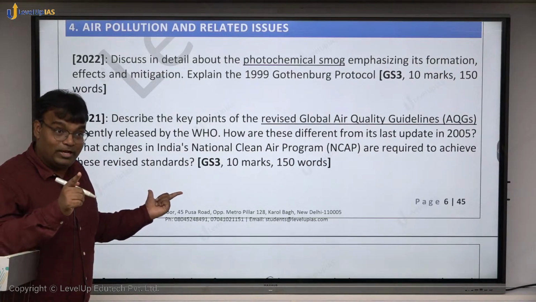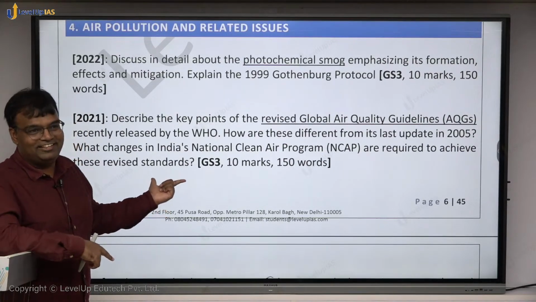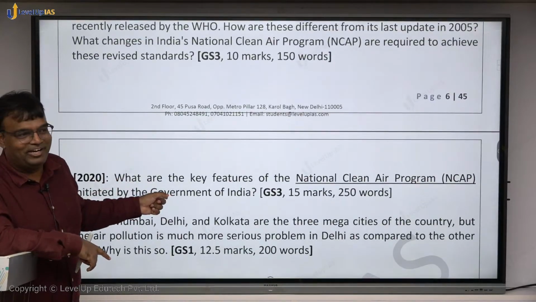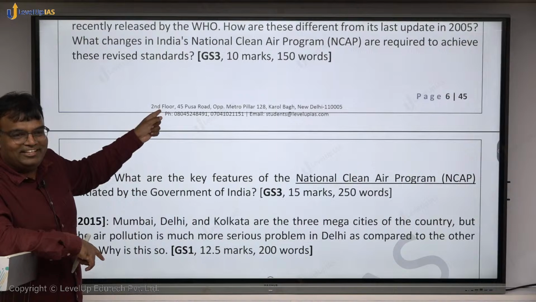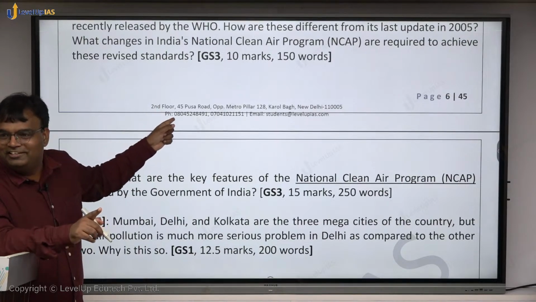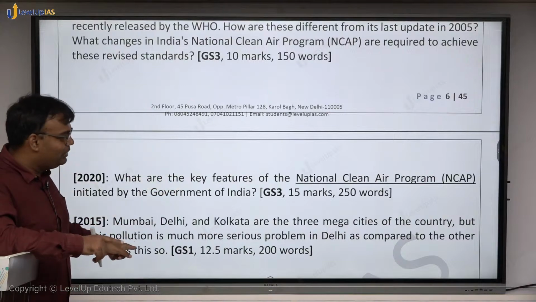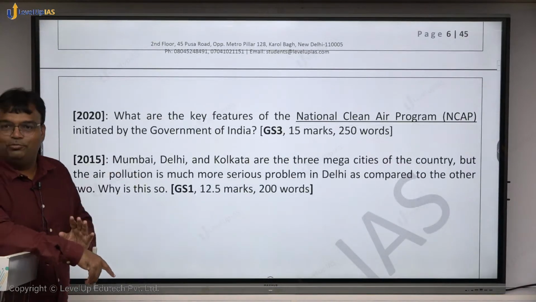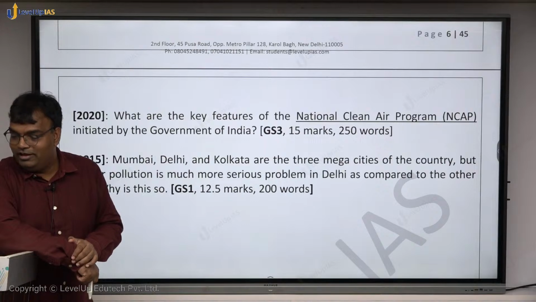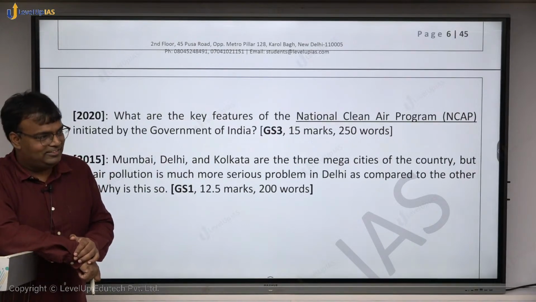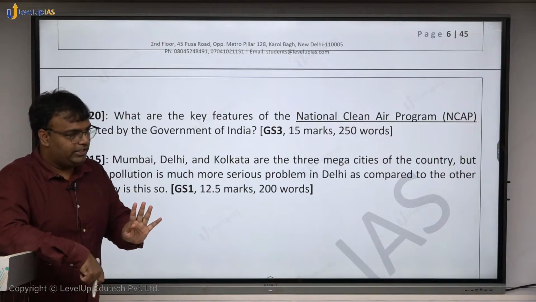तो नेशनल क्लीन एयर प्रोग्राम में वे फॉरवर्ड क्या होना चाहिए? They had asked this. Last year they had asked what are the key features of National Clean Air Programme. Next year they asked what changes do we need in NCAP to achieve the revised guideline. उससे पहले what are the key features of NCAP, and before that why Delhi is more problematic in terms of pollution when compared to Chennai or Mumbai. These were the 4 questions asked.